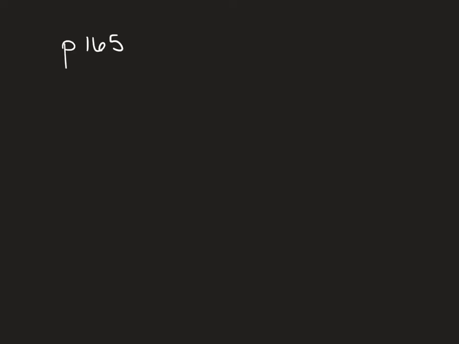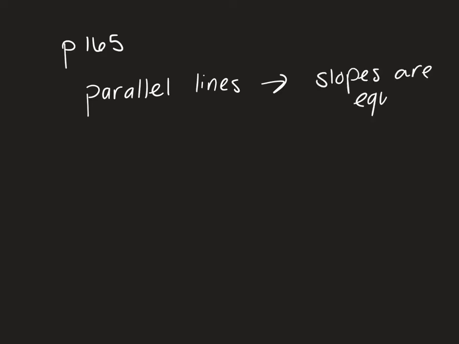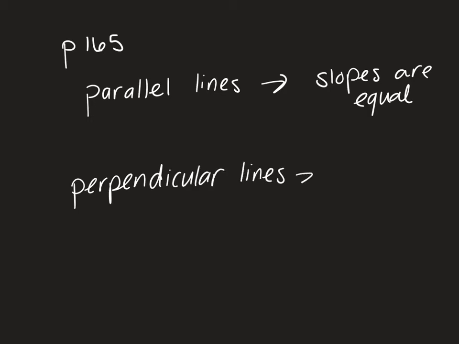It talks about parallel and perpendicular lines. So basically, we can look at equations of lines and tell if they're going to be parallel or perpendicular. Parallel lines will always have the same slope. And then for perpendicular lines, their slopes are negative reciprocals of each other.